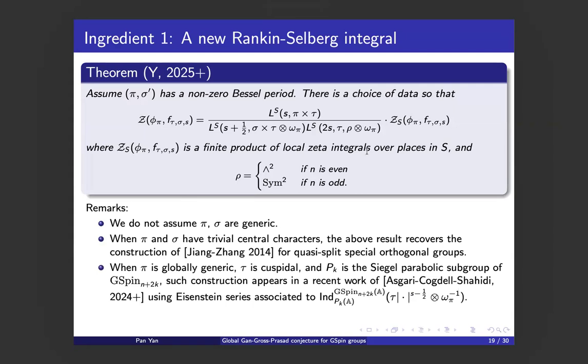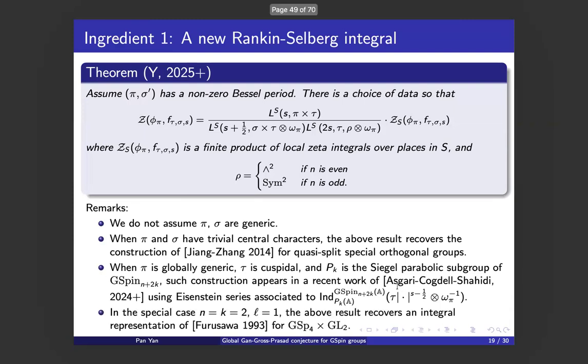And when pi is globally generic, tau is cuspidal, and P_k, which is used in the construction of the Eisenstein series, is the Siegel parabolic subgroup of the large GSpin, then such construction appears in a recent work of Asghari, Cogdell, and Shahidi in 2024 using an Eisenstein series associated to the Siegel parabolic subgroup. So our construction is a generalization of their work. And also in the special case, when n equals k equals 2, l equals 1, our integral representation recovers the integral representation of Furusawa in 1993 for GSpin 4 times GL2 L function, in view of the isomorphism that GSpin 5 is isomorphic to GSp4.